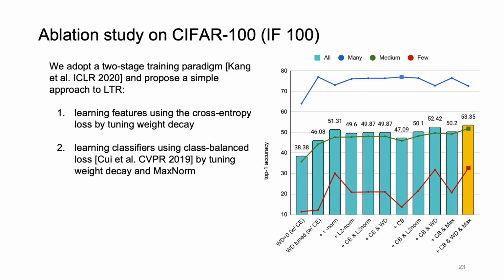We follow the 2-stage training paradigm to carry out an ablation study, where we try different combinations of the previous methods. Based on it, we propose a simple approach to LTR. First, we have feature learning, in which we train a network by using cross-entropy loss and we tune weight decay. Second, we have classifier learning, in which we train a classifier over the learned features using a class-balanced loss, weight decay, and MaxNorm.